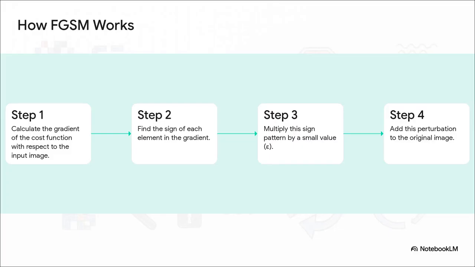Step 1, you feed the model a clean image. Step 2, you calculate something called the gradient. That's just a fancy math term for finding the exact direction that will cause the most error.